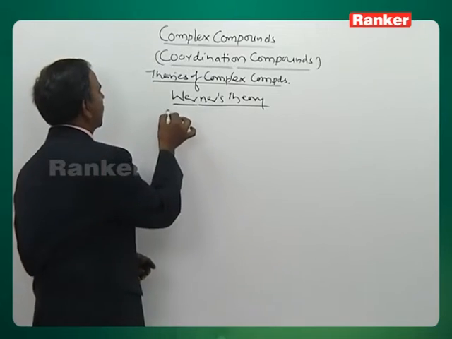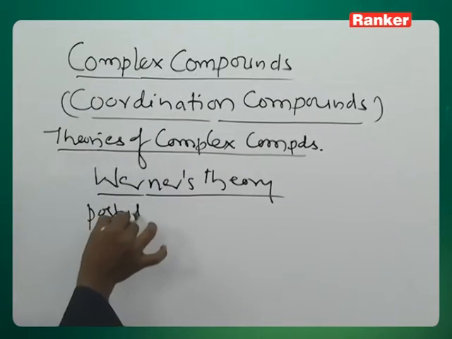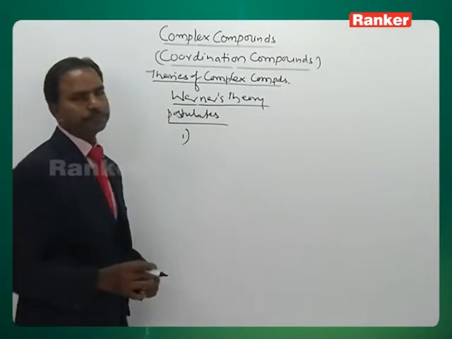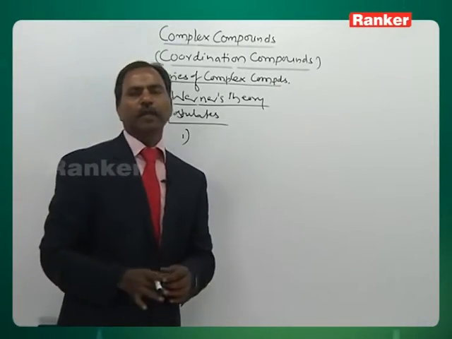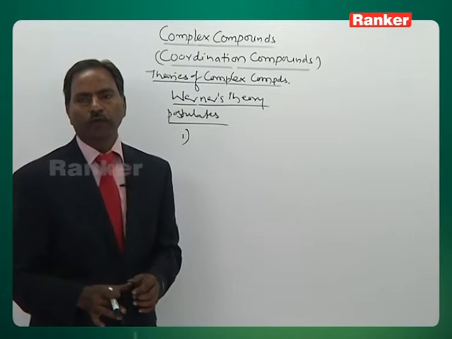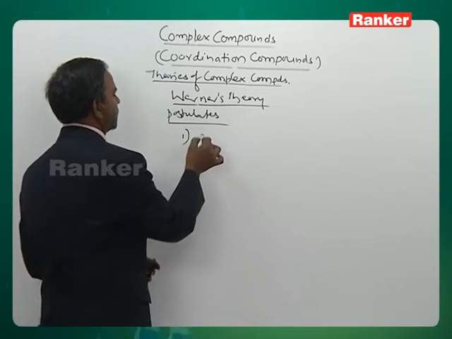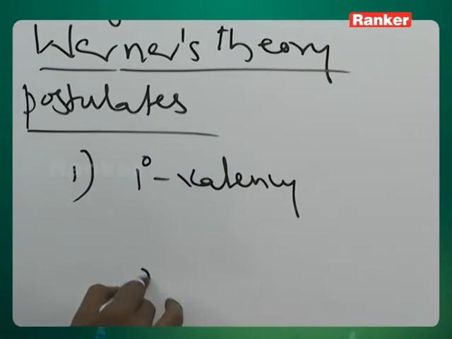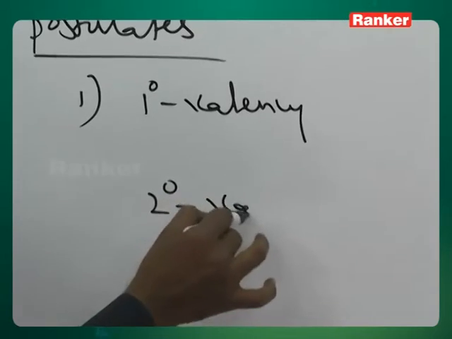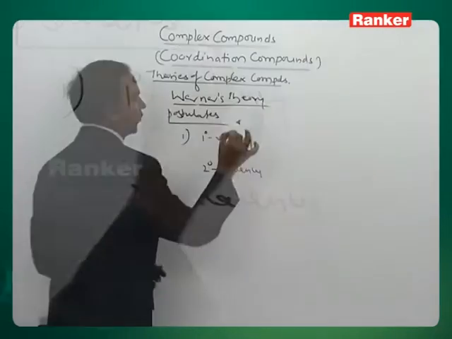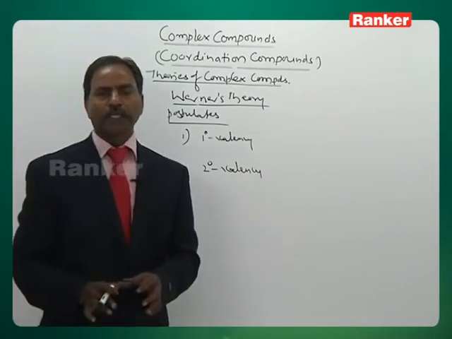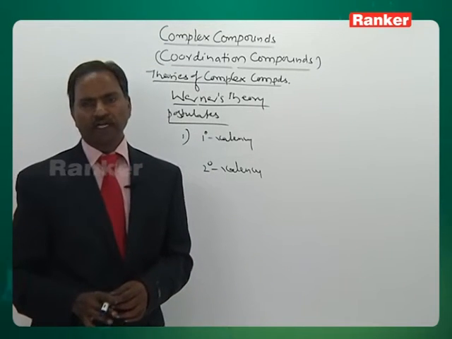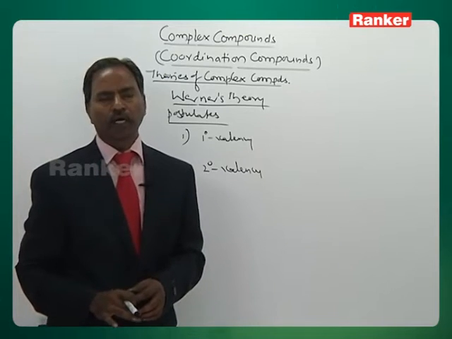Let's see what are the important postulates under this particular theory. First one. See, in metal complexes, metal ions are exhibiting 2 types of valencies. Let us say primary valency and secondary valency. In metal complexes, metal atoms are exhibiting 2 types of valencies, primary valency and again secondary valency.